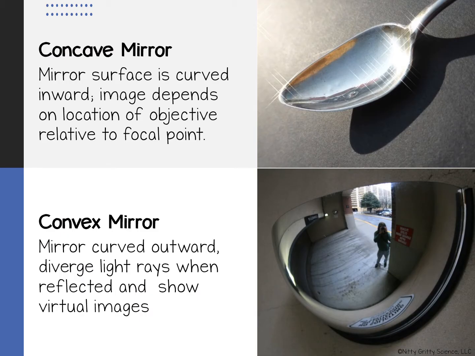Not all mirrors are flat like plane mirrors. If the surface of a mirror is curved inward, it is called a concave mirror. Concave mirrors reflect light waves to form images. However, the difference is the curved surface reflects light in a unique way.